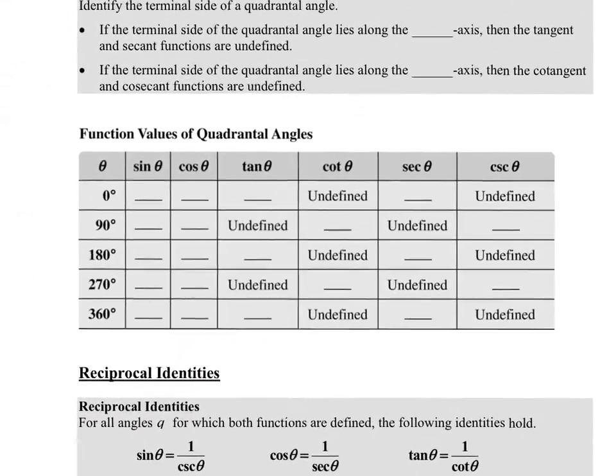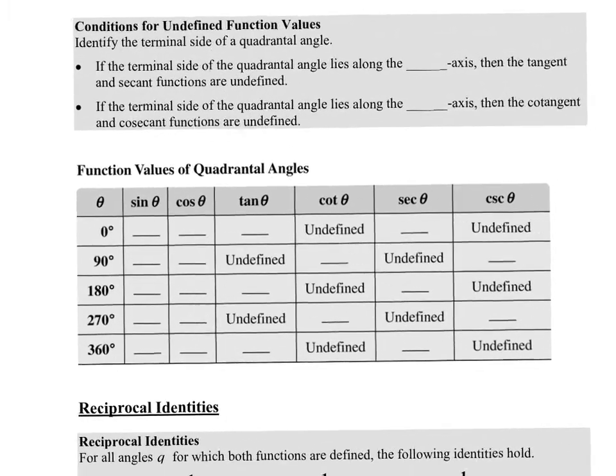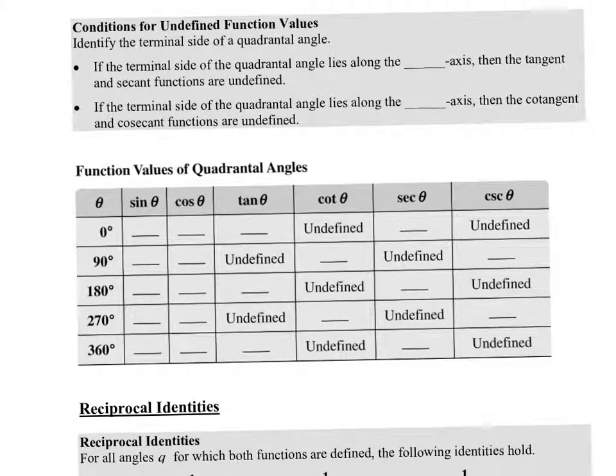So let's look at this. Conditions for undefined function values. We want to identify the terminal side of a quadrantal angle. If it tells you it's in standard position, your initial side is where? The positive end of the x-axis. That's almost always going to be the case. And your terminal side is wherever the other part of your angle ends up.